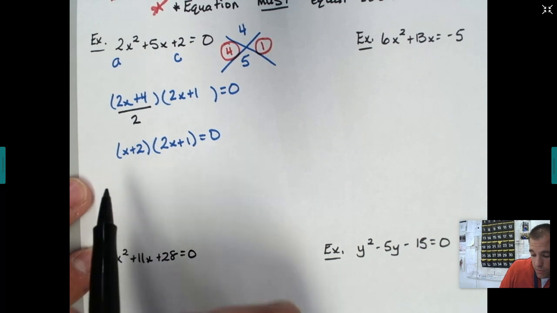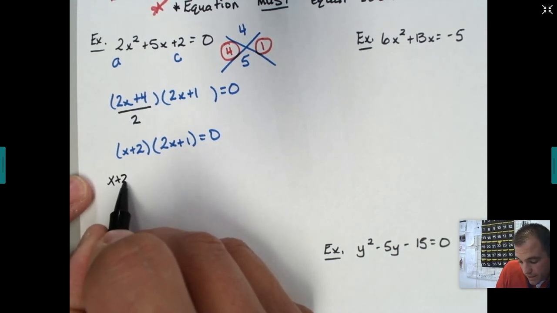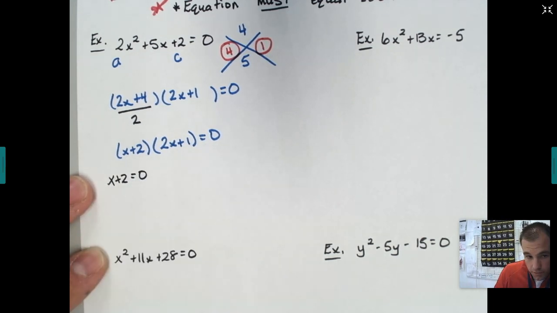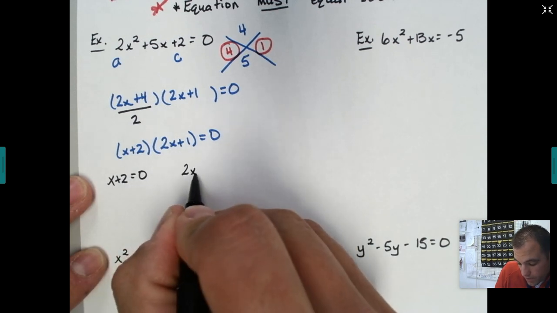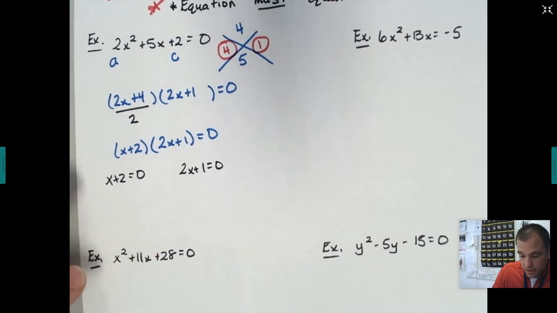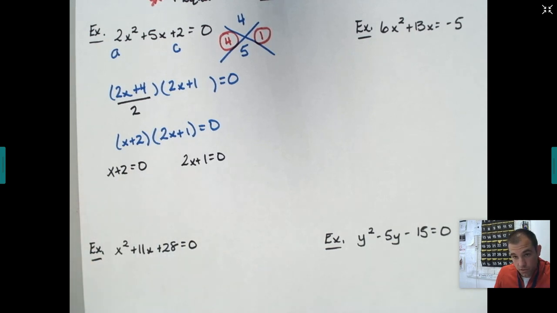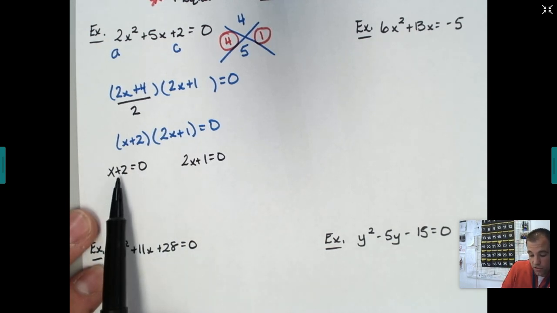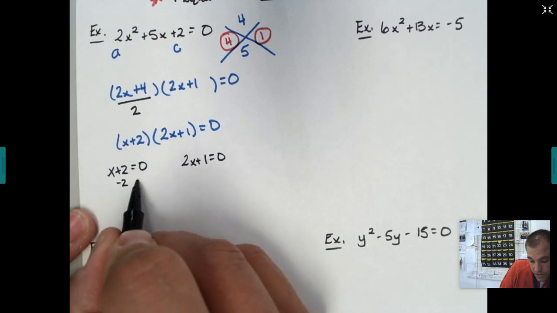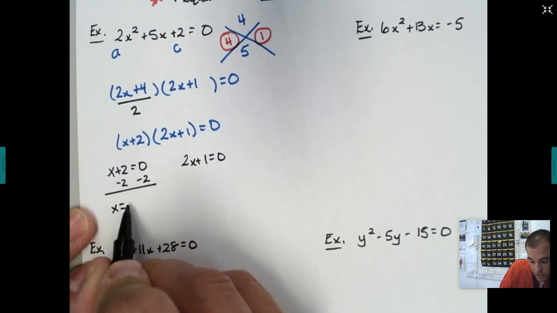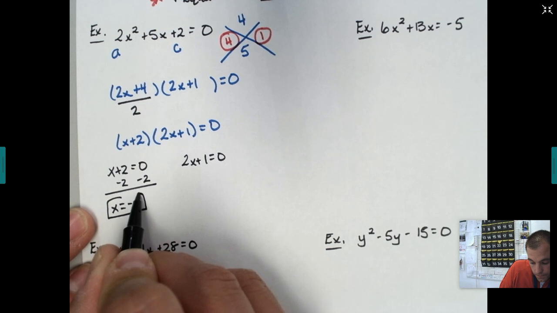So I'm going to take each parenthesis. In this case, I'm going to take x plus 2 and set it equal to 0. And I'm going to take 2x plus 1 and set it equal to 0. So I'm going to do 2 separate problems, and I'm going to get 2 different answers. So if I solved this first one, I would subtract 2. So one answer is x equals negative 2.